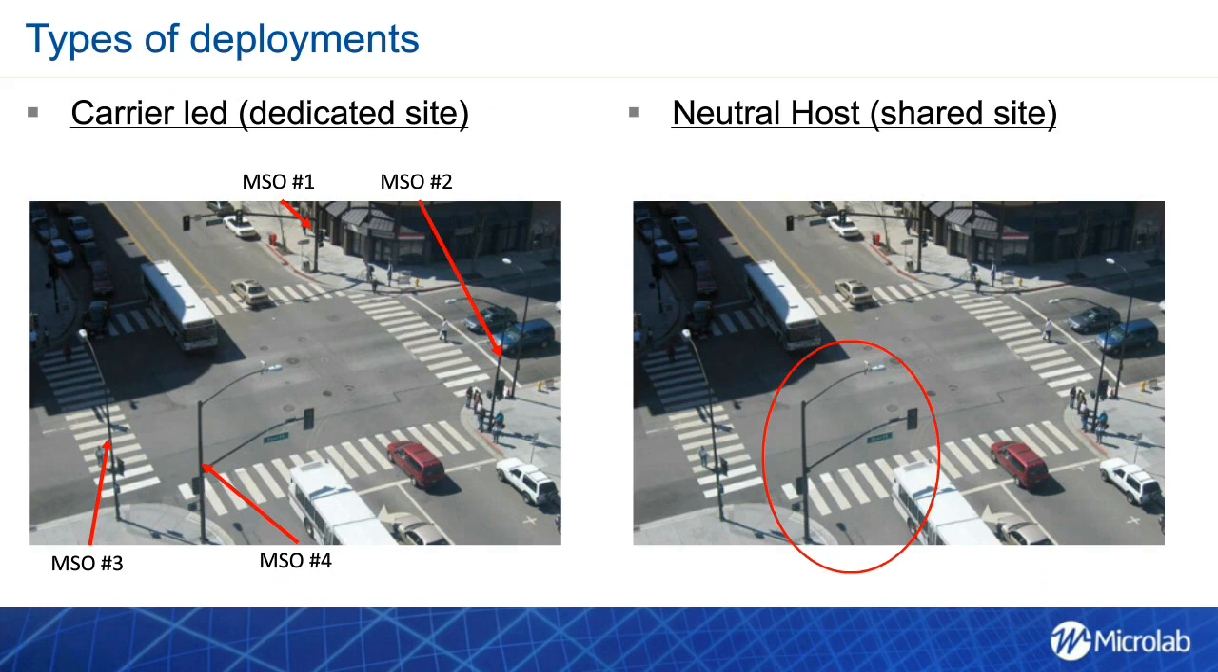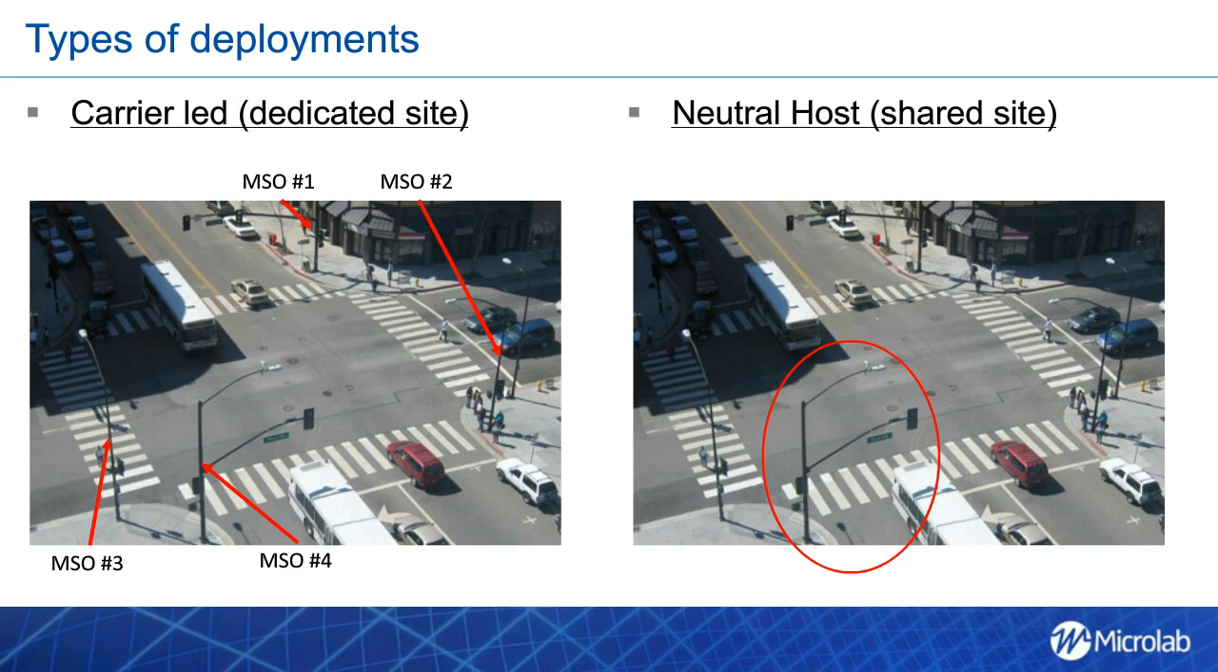There are two types of deployments. First is carrier-led, where the network operator acquires, constructs, and maintains the site themselves. Typically, there are less radios, smaller antennas, and lower power supply required. This means a lower OpEx for the carrier. But more individual sites are required in a city, so each carrier must go through their own site approval. This can mean a higher CapEx investment from the carriers.